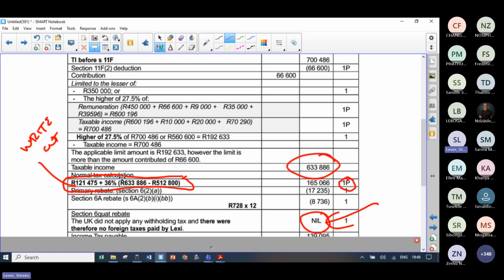Because in the question, it said there is no foreign withholding taxes. So you can't get a 6B rebate for any withholding tax. That's why they've put it in the solution. So I just wanted to put this out to you. So guys, let's just unpack one or two things. Okay, this is the board question. Okay, I don't think it's that hard.